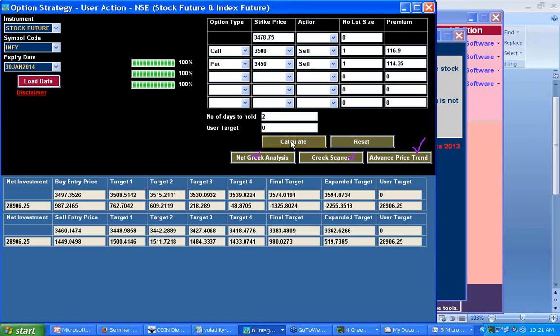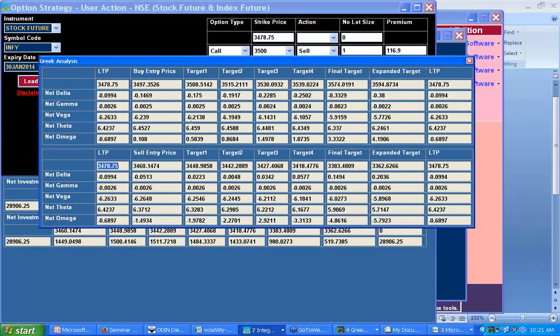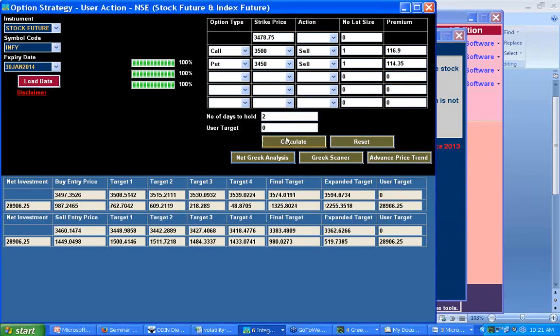However, this is being taken with reference to the current IV, and the decay is proportionate for tomorrow. If I go for the net Greek analysis, it says I am at 0.0994. Still, since I am selling these 2 options, I may not be on a very safe side. So 116 plus 114, I am getting around 230 points.